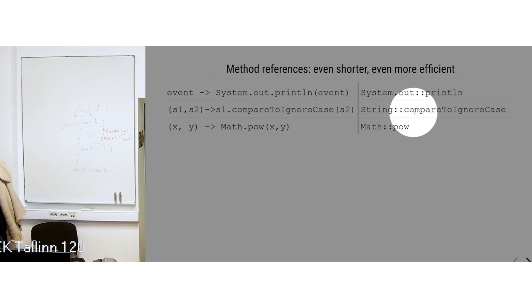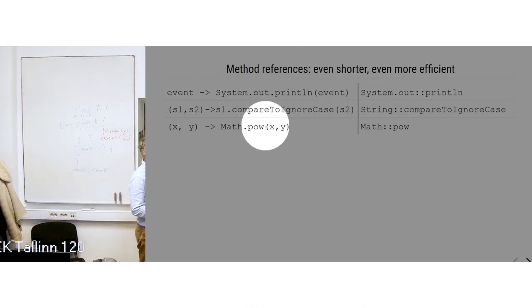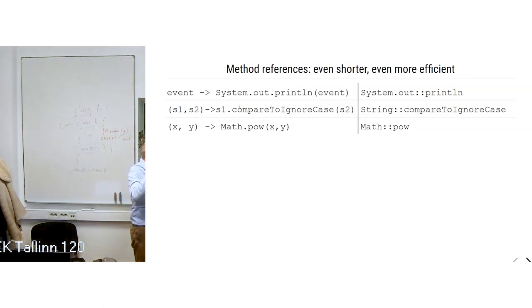And compareToIgnoreCase is not a static method. We are going to cover static methods later. It's not a static method, so it needs to be called on some object. So the first parameter is the object, and the second parameter, and third and fourth, are going to be parameters of the method. It's going to be converted to exactly the same lambda. I will reiterate this on the next slide.